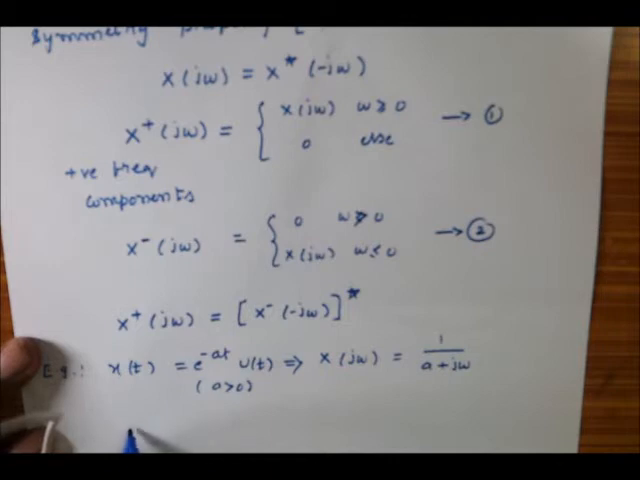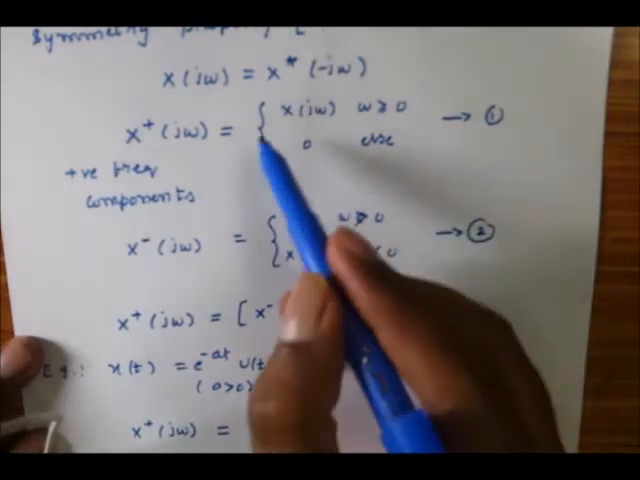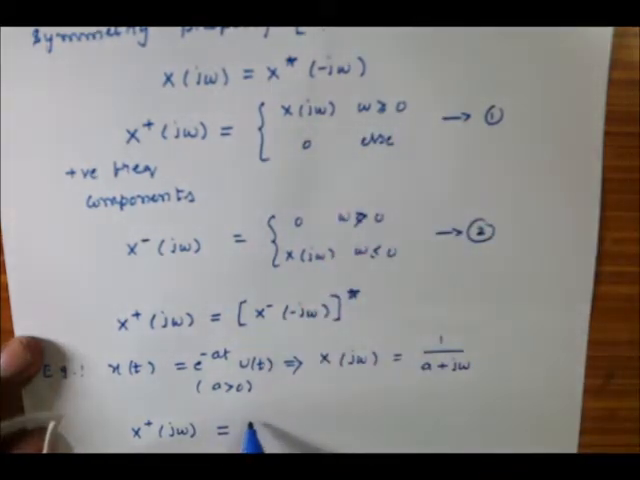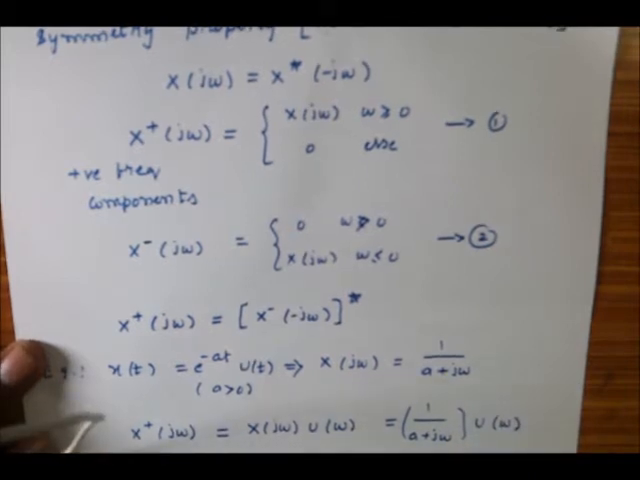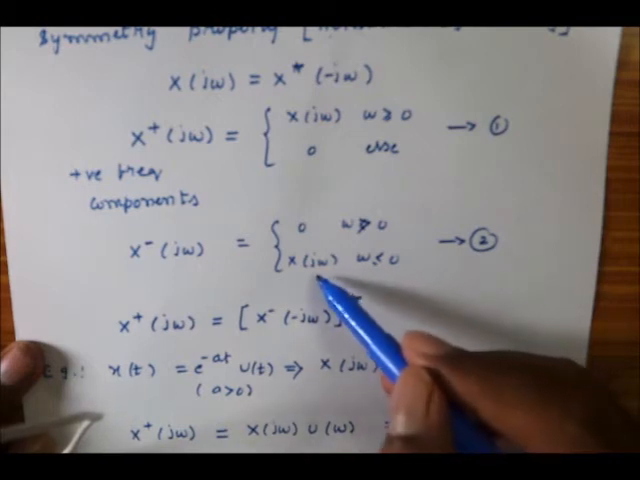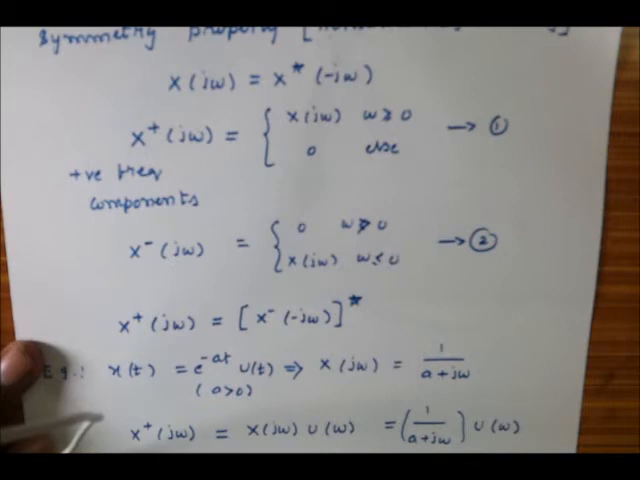For this signal, what will be x plus of j omega? In compact form, x plus of j omega is nothing but the Fourier transform for omega greater than or equal to 0, which we can write as x of j omega into u of omega. For the given signal, this will be 1 by a plus j omega multiplied with u of omega. Similarly, x minus of j omega is nothing but x of j omega into u of minus omega. If you multiply the original Fourier transform with u of minus omega, you get the corresponding negative frequencies of x of j omega. So this will be equal to 1 by a plus j omega into u of minus omega.